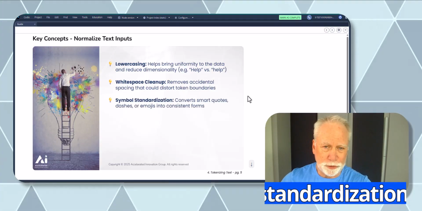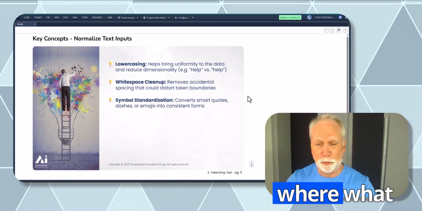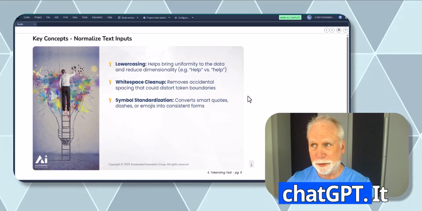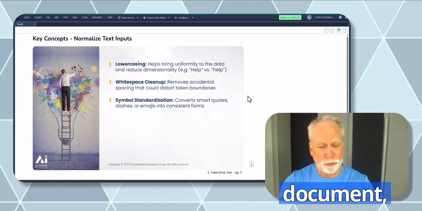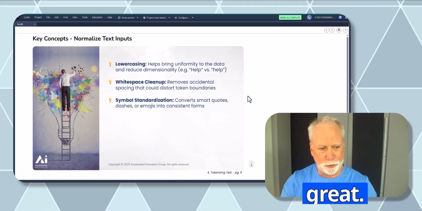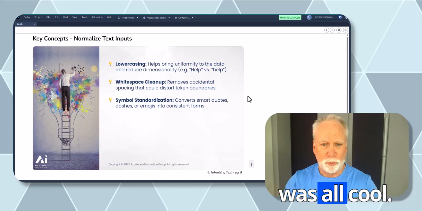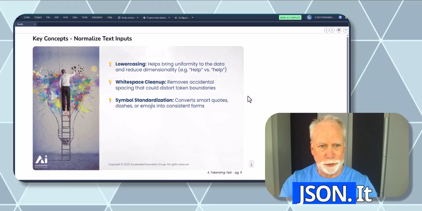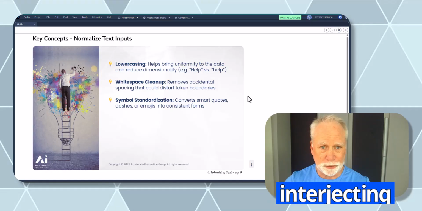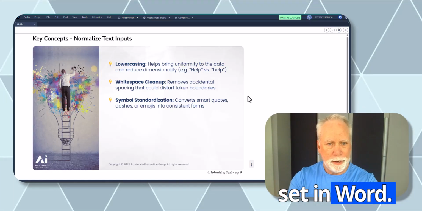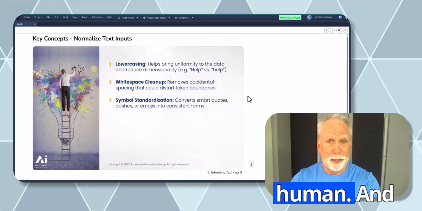Symbol standardization. Just went through a major project where the client created a bunch of content using ChatGPT. It got exported to a Word document, and then that Word document was pulled into something that was really good at creating JSON. Well, that was all cool, but when it went from Markdown to Word to the JSON, it kept interjecting smart quotes because of options that were set in Word. And that became a problem, and it was a huge mess, right?